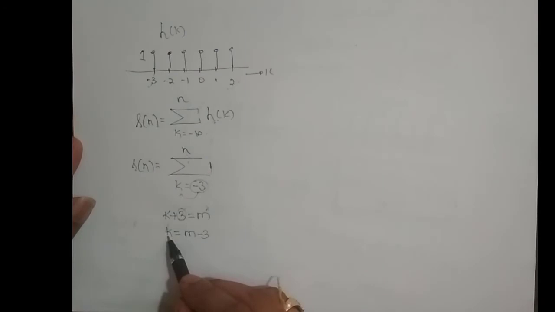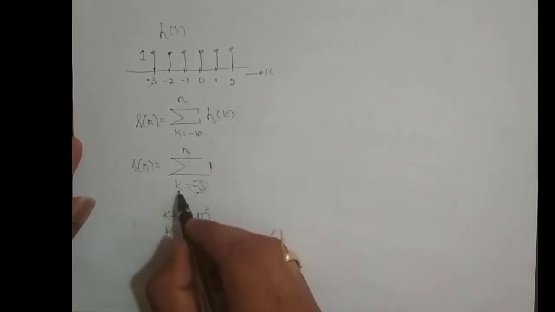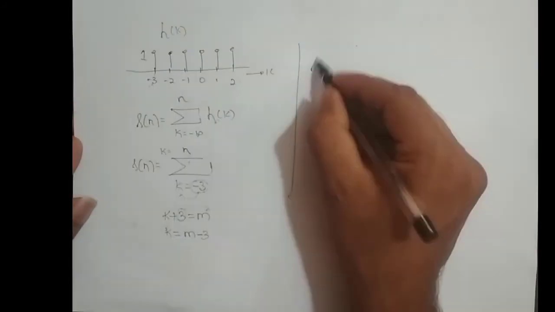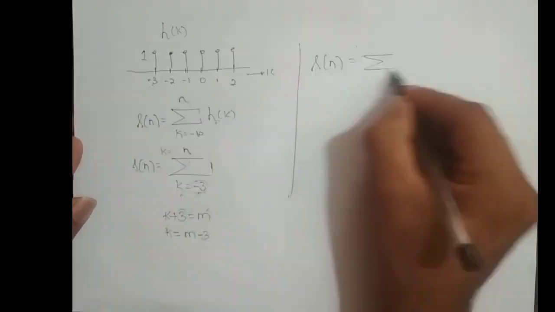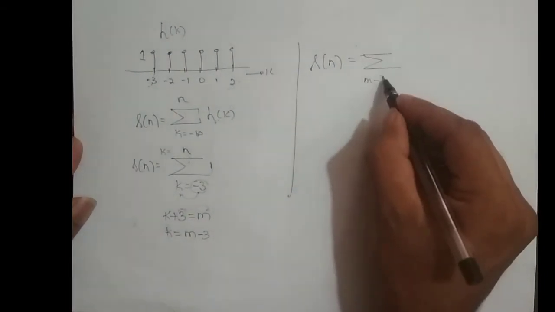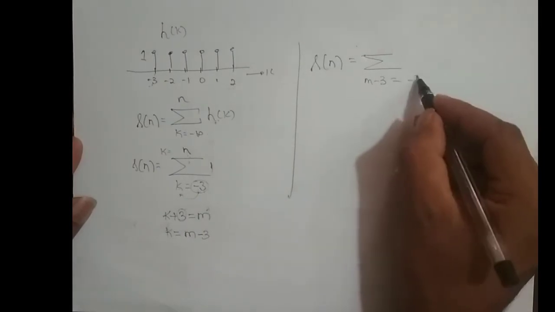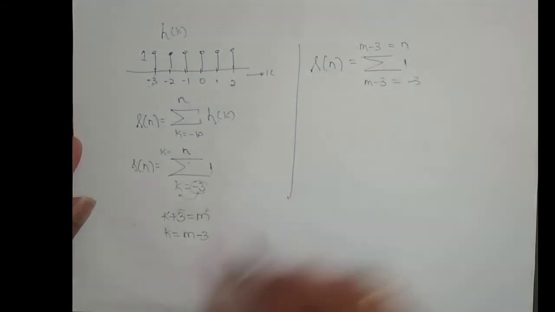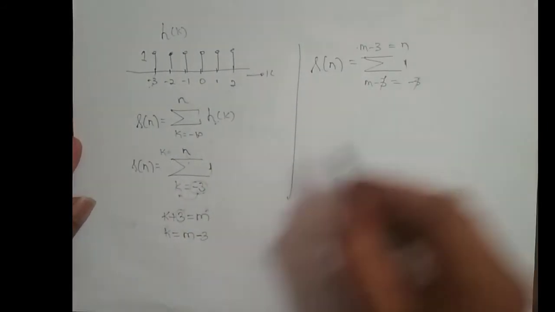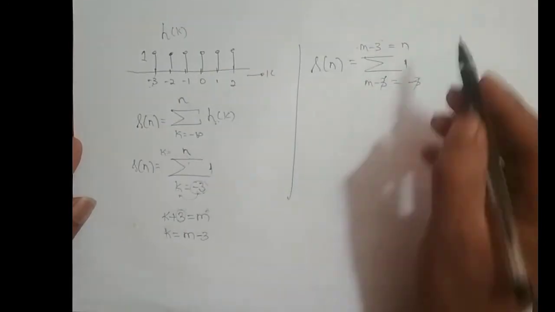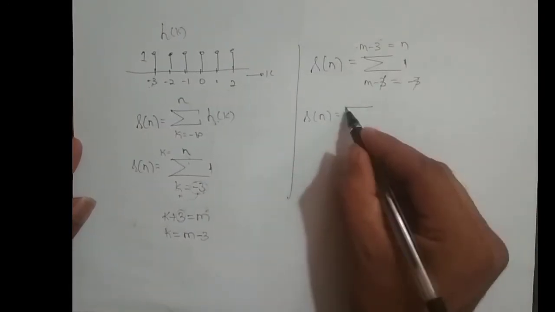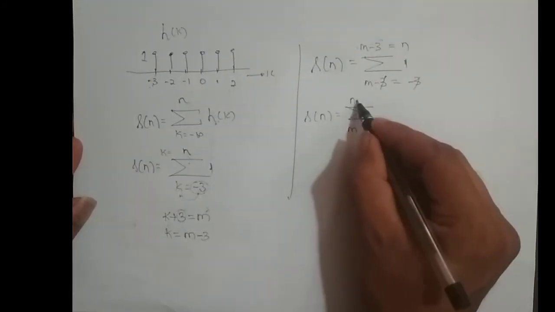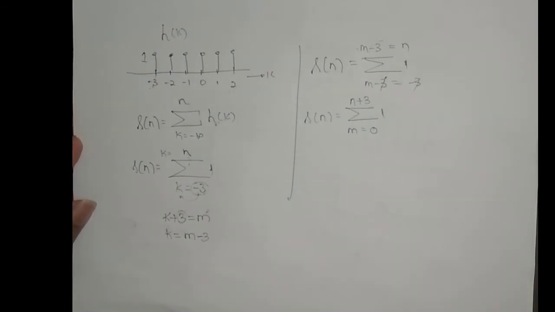Now in this summation, wherever k is there, you replace it by m minus 3, right? So this is k varying from minus 3 to k varying up to n. So s of n is equal to summation, where k is m minus 3, running from minus 3 to n, and the term is 1. Minus 3 plus 3 cancels out, and if I take this minus 3 to the other side, s of n is equal to summation m varying from 0 to n plus 3, of 1. Fine.